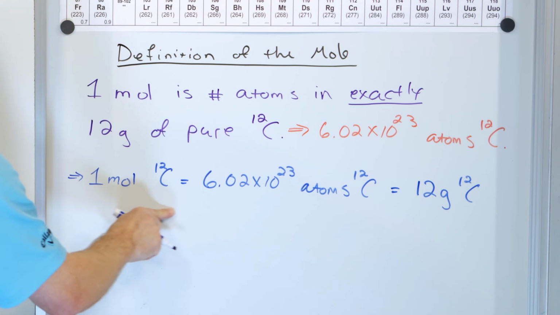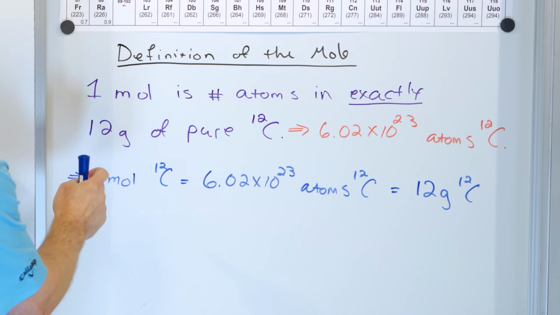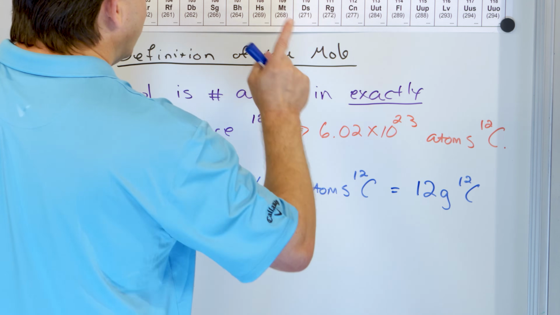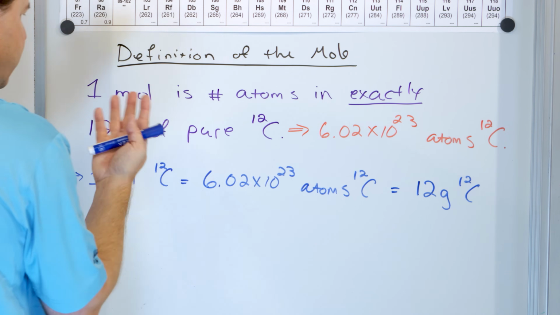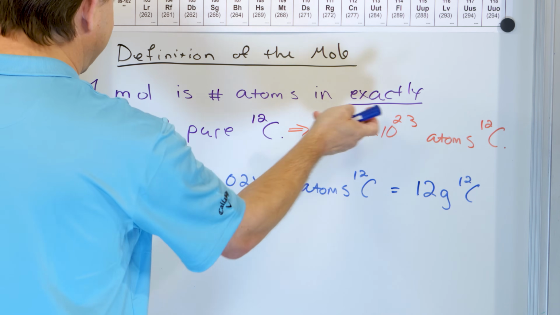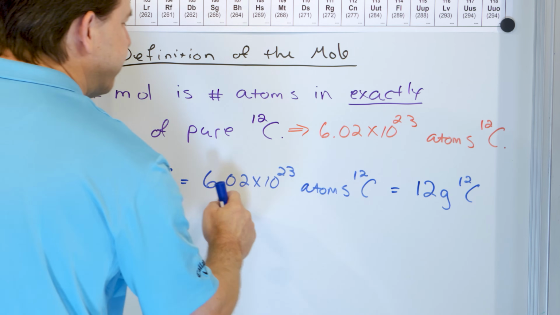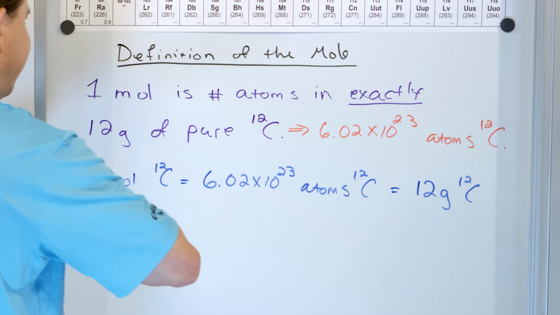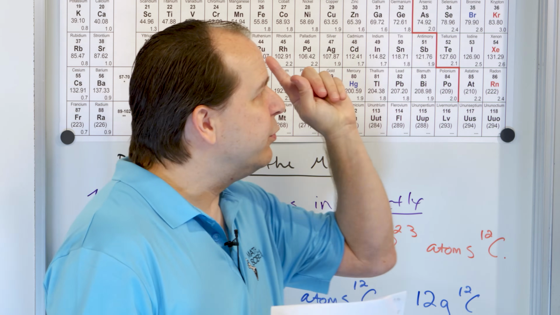I need you to read this line a couple of times because we're going to use this in the next couple of lessons. 1 mole of carbon is equal to this many atoms of carbon, which is also equal to 12 grams of carbon. This is just a restatement of what I wrote here. 1 mole is the number of atoms in exactly 12 grams of pure carbon. So 1 mole of carbon is this many atoms of carbon, but that's the same thing as 12 grams of carbon.